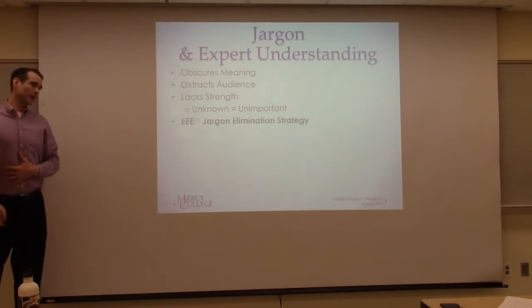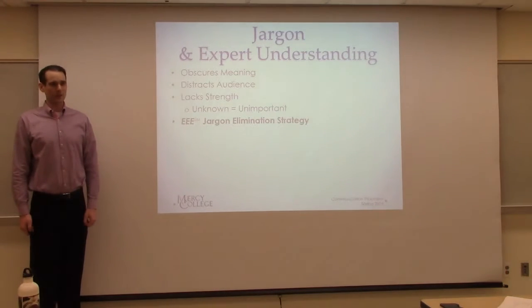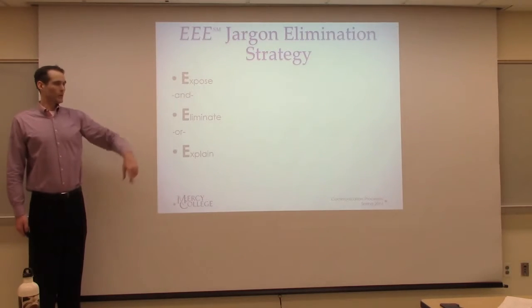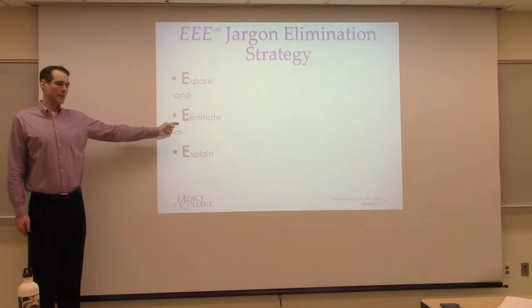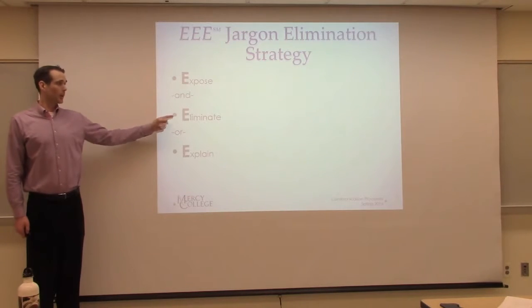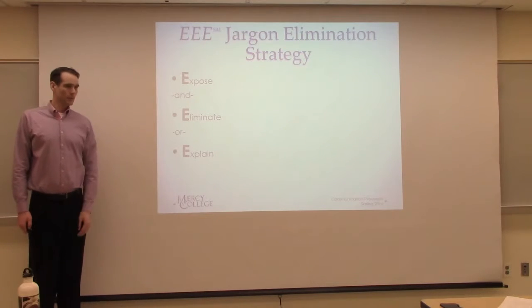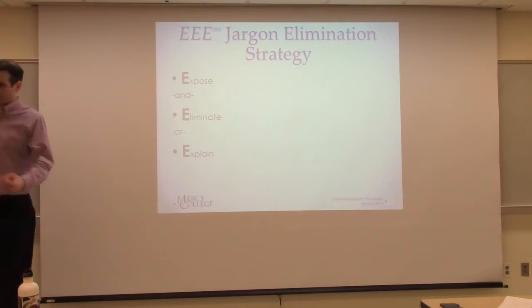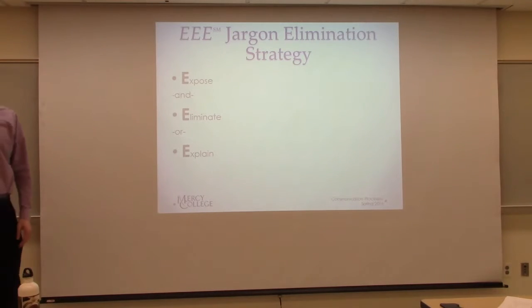I have a jargon elimination strategy. I call it the Triple E jargon elimination strategy. It consists of doing three things: exposing jargon, figuring out where it is, and eliminating that jargon from your presentation, or explaining it. You may not be able to eliminate all the jargon from your presentation, but if you can't, you can explain it. If your audience has to know what EBIT means, then you can stop and explain EBIT. But think about that beforehand and think about how that's going to work with your conclusion. Triple E jargon elimination strategy.